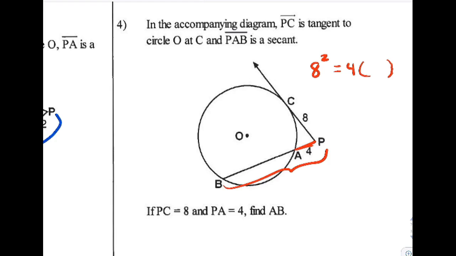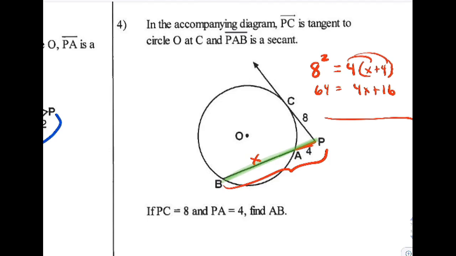Find AB. So this one's a little different, right? What is the whole thing? There's a couple of ways you could do this. The whole thing is x plus 4. So then if I did 64 equals 4x plus 16, I know you can solve it from there, so I'll let you. You can do it that way.